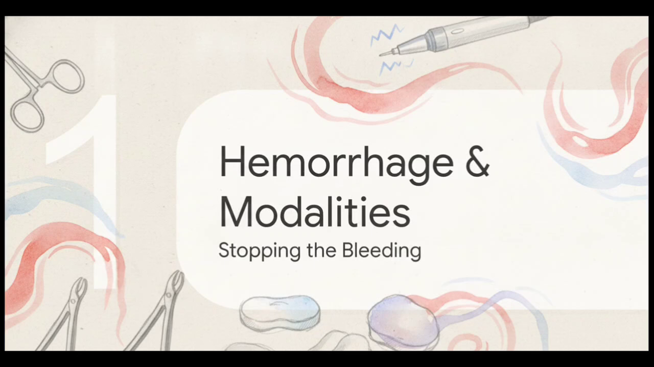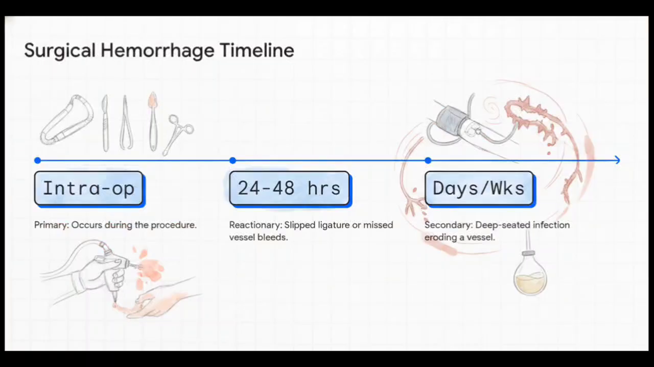This is the absolute most critical problem you'll encounter in any operating theater. So, looking at the timeline of surgical bleeding, primary hemorrhage is what happens right there on the table. But the reactionary window, that 24 to 48 hours post-op, is where things get physiologically interesting. During surgery, a patient's low blood pressure or natural vasoconstriction might temporarily hide a bleeder. But once they're in recovery and that blood pressure normalizes, boom, the temporary clot dislodges and bleeding resumes. Then you have secondary hemorrhage, which can happen days or weeks later. And that is almost exclusively driven by a deep-seated active infection that literally erodes right through a blood vessel wall.